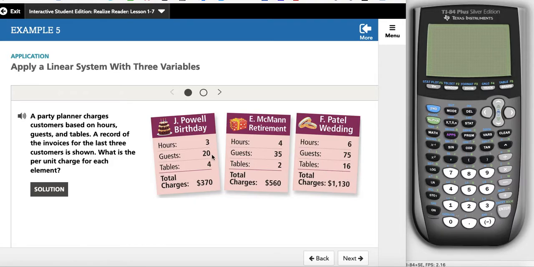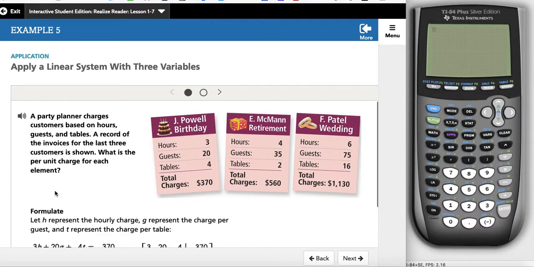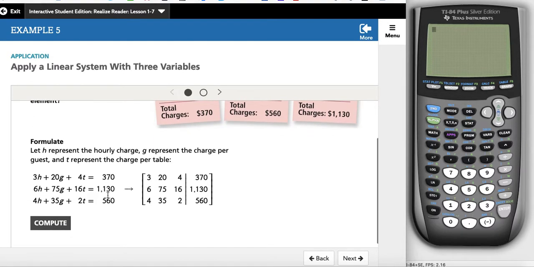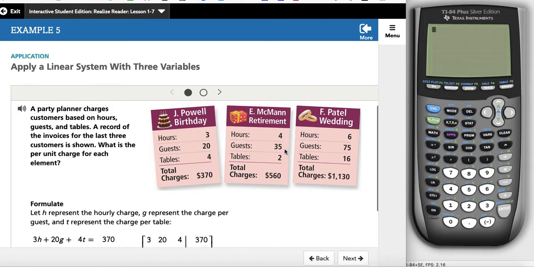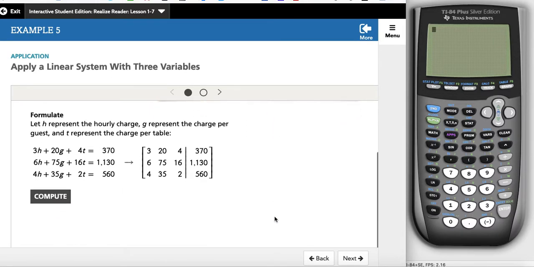3x plus 20y plus 4z is going to equal 370. Okay? So we have that equation. 4x plus 35y plus 2z equals 560. And same thing with this. Now this might have been straightforward. We're going to do another problem by the end of the video, and maybe it won't be as straightforward, but we know this is the matrix.